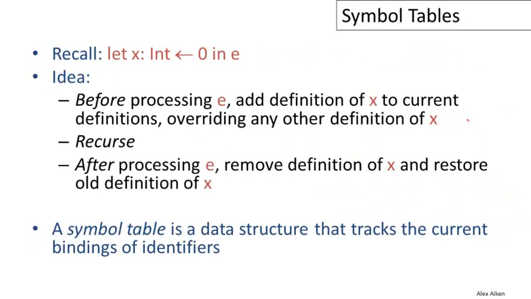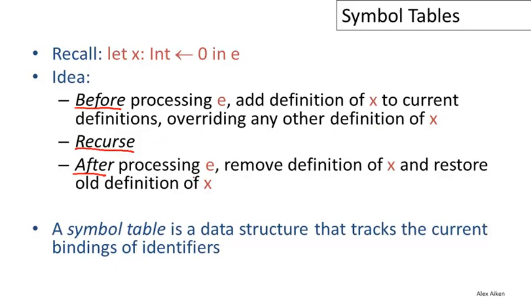So in the terminology of the three-part algorithm for a recursive descent that we had on the first slide, what are we doing here? Well, before we process E, we're going to add the definition of X to our list of current definitions, overriding any other definition of X that might have been visible outside of the let expression. Then we're going to recurse.